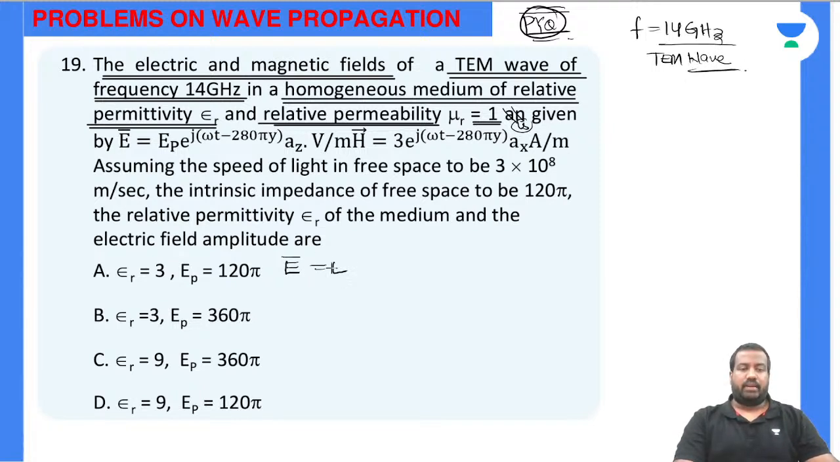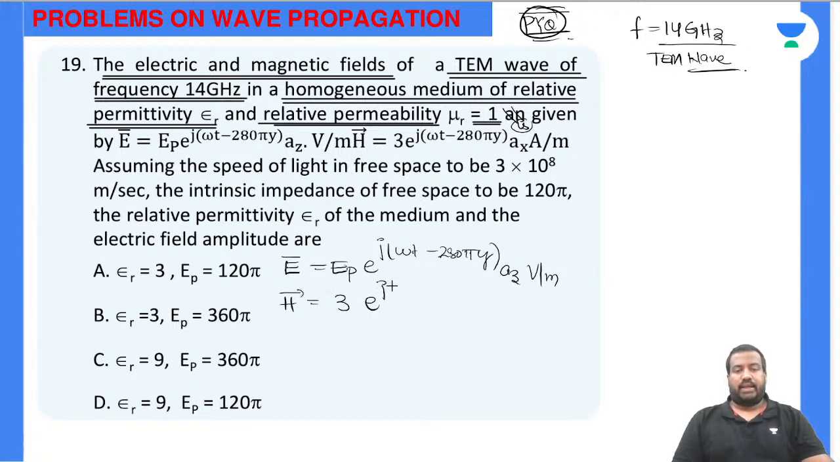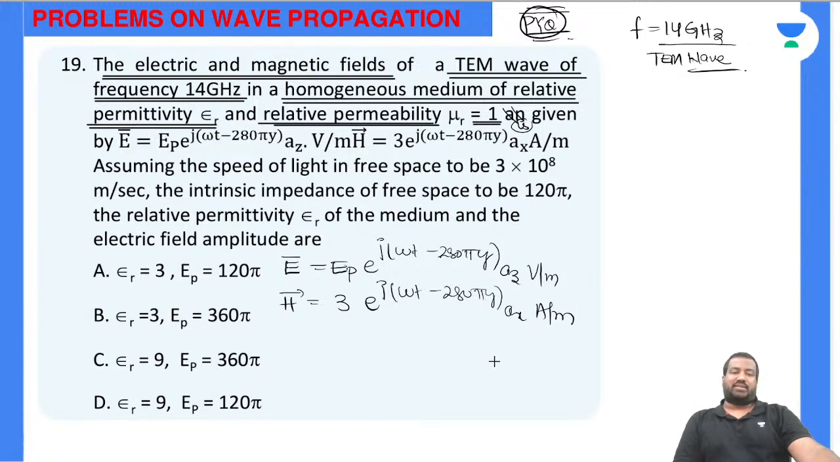E value is given by magnitude EP into e power j of omega t minus 280 pi y. Beta means 280 pi now. Into AZ volt per meter, and H is 3 times e power j of omega t minus 280 pi y, AX ampere per meter. Assuming the speed of light in free space is 3 into 10 power 8 meter per second. Intrinsic impedance is 120 pi.